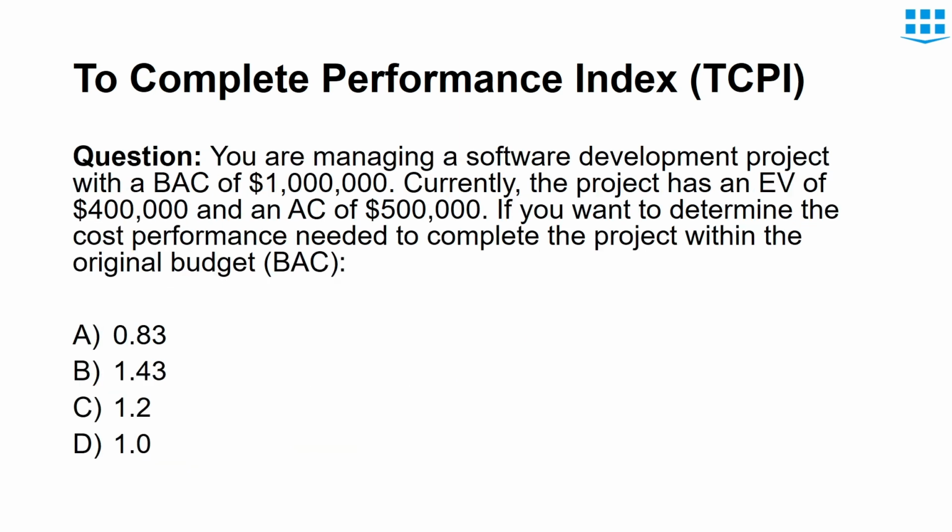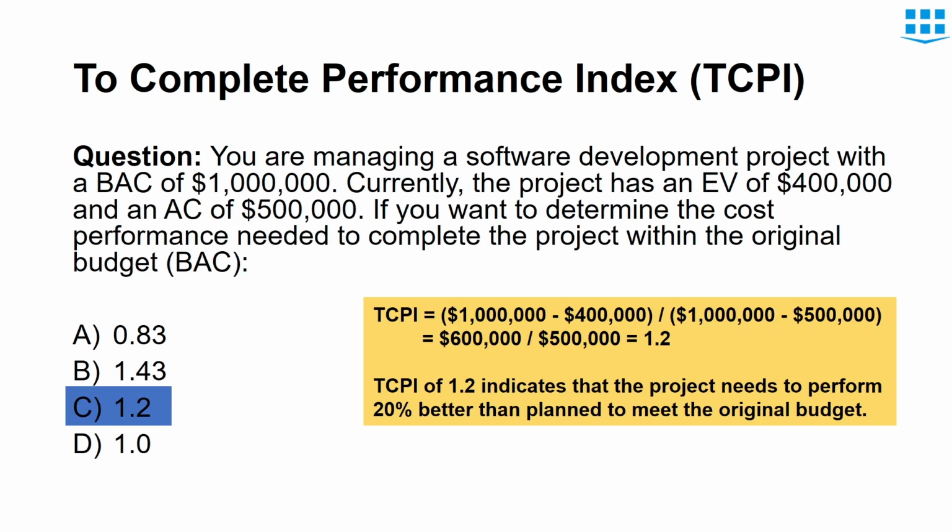Here is an example of TCPI. You are managing a software development project with a BAC of $1 million. Currently, the project has an EV of $400,000 and an AC of $500,000. If you want to determine the cost performance needed to complete the project within the original budget, what would you do? So in this question, we are asked to determine the cost performance. This formula is an important factor to show what needs to be done to stay on budget. So this 1.2 indicates that the project needs to perform 20% better than planned to meet the original budget.